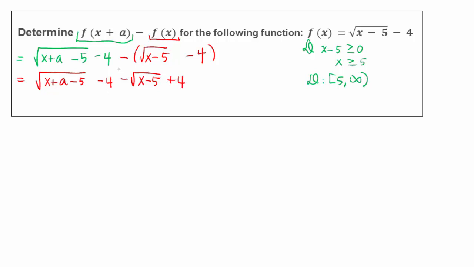So you see what gets canceled is just this term. And there's nothing else you can do to simplify these two expressions right here. So you leave it the way it is. Right? And that's your final answer right here.